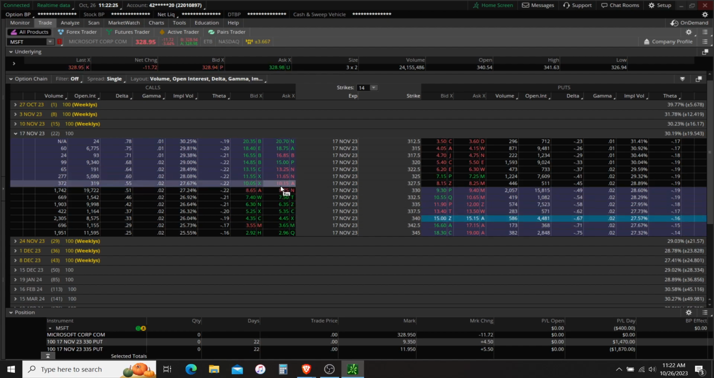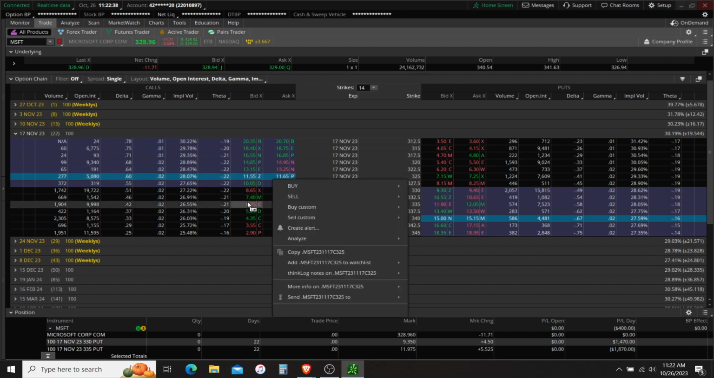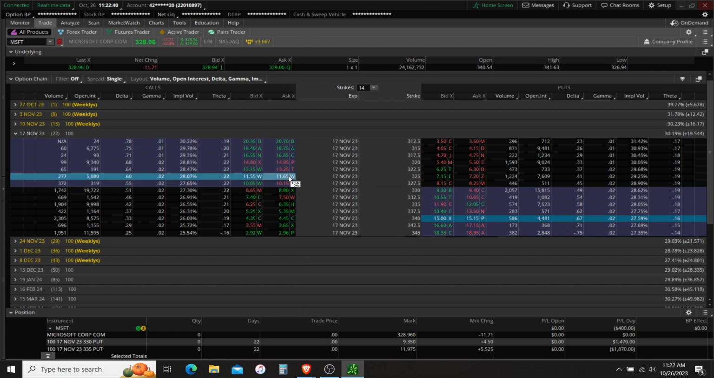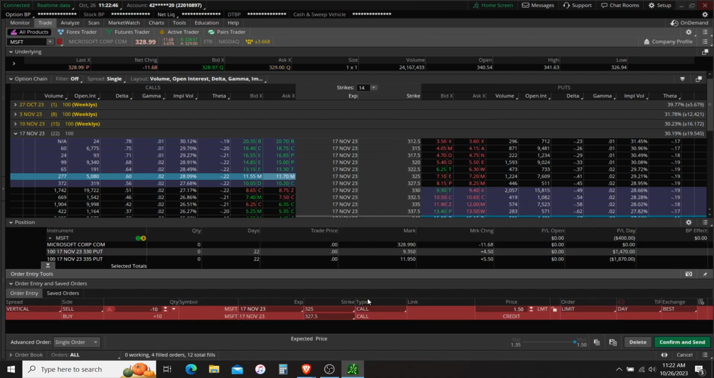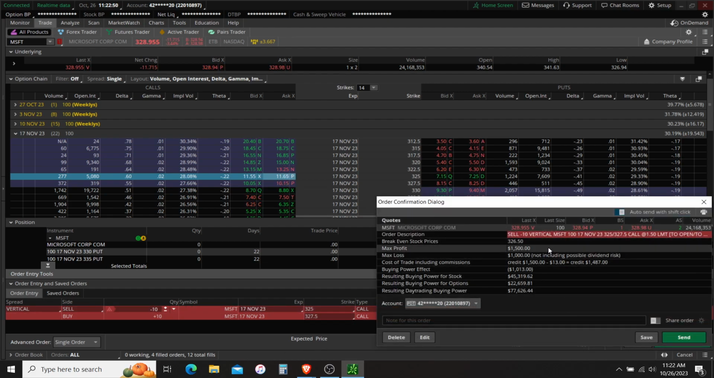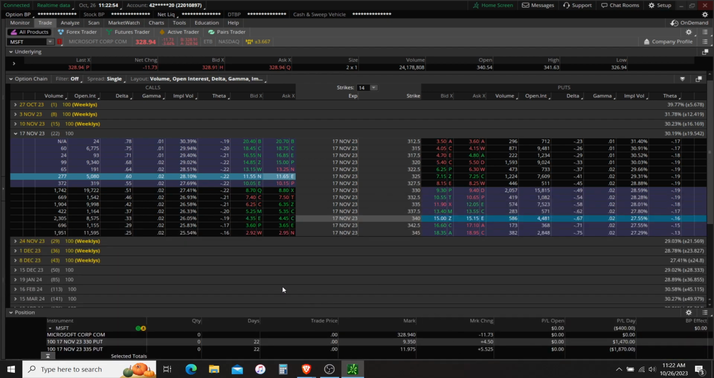Anyway, notice I've been selling puts. If you think Microsoft's going to go down, it would just be the opposite. You would want to sell call contracts. It's the same deal: you just choose where you think the price is going to go. Let's say we think it's going to fall to 325. We'd right click, sell, vertical, and get the same information here. We can make 1,500 and we could lose 1,000. So it's the same deal.